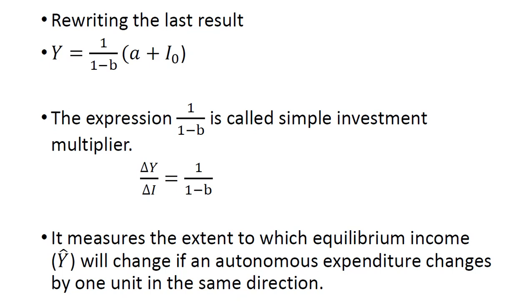Meaning, if investment increases by 1 unit, equilibrium national income will also increase by 1 over 1 minus B. If it decreases, it will also decrease. If investment decreases, equilibrium national income will also decrease by 1 over 1 minus B.